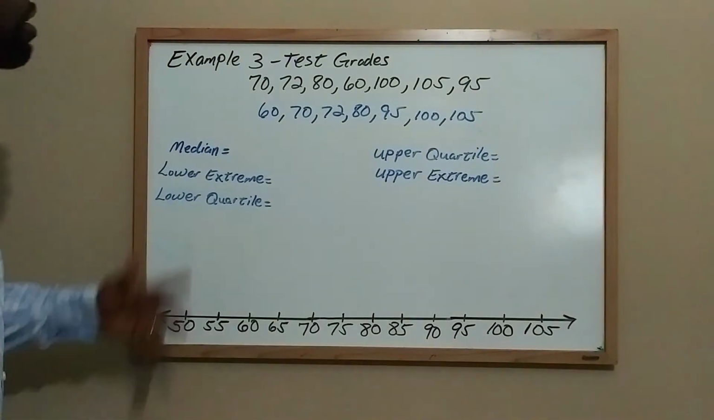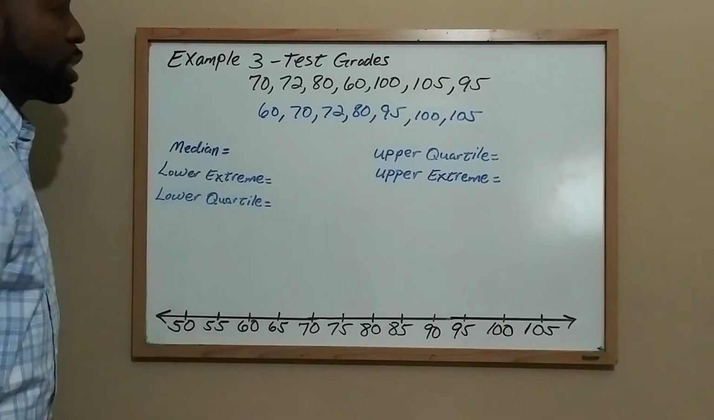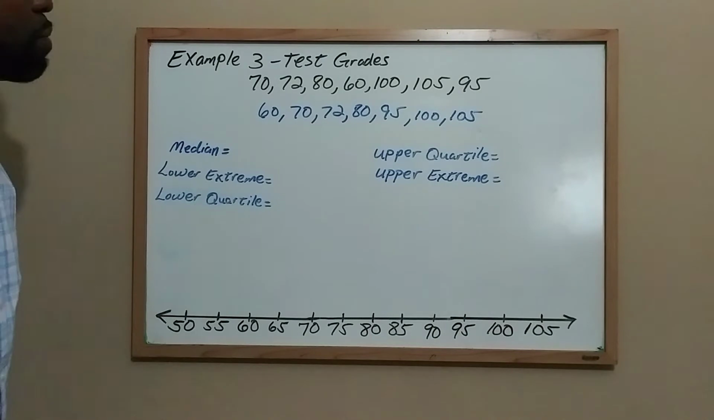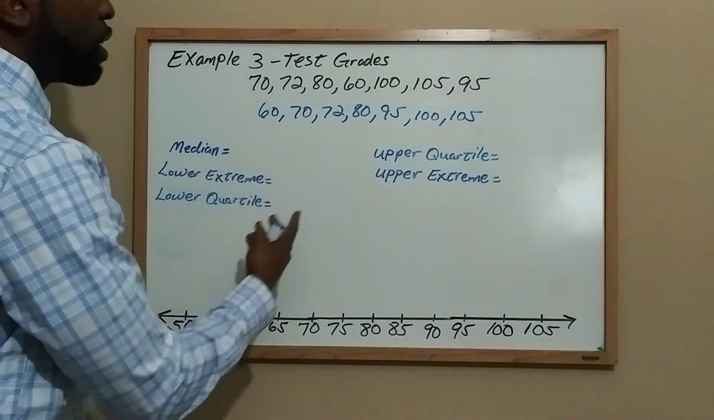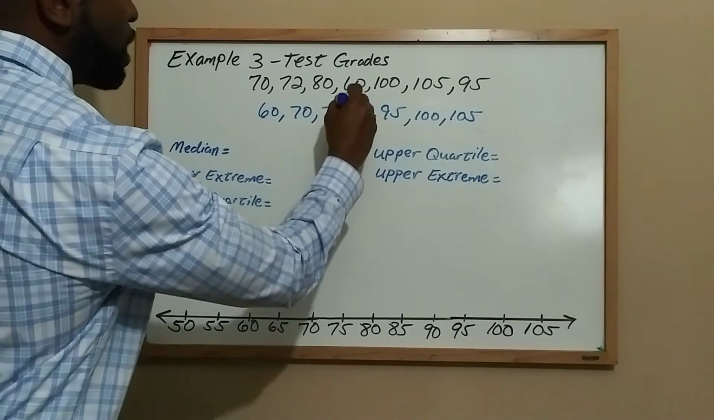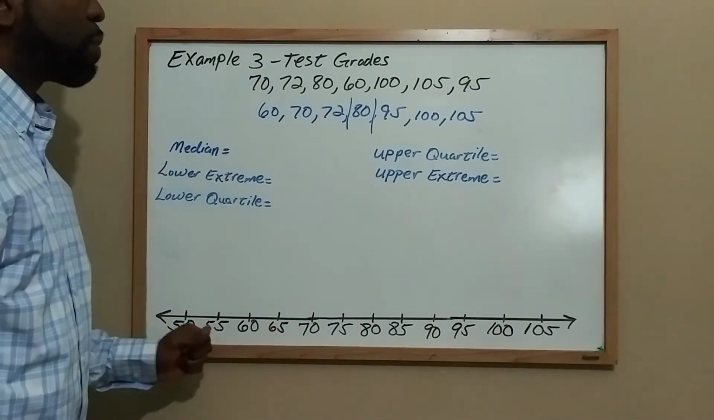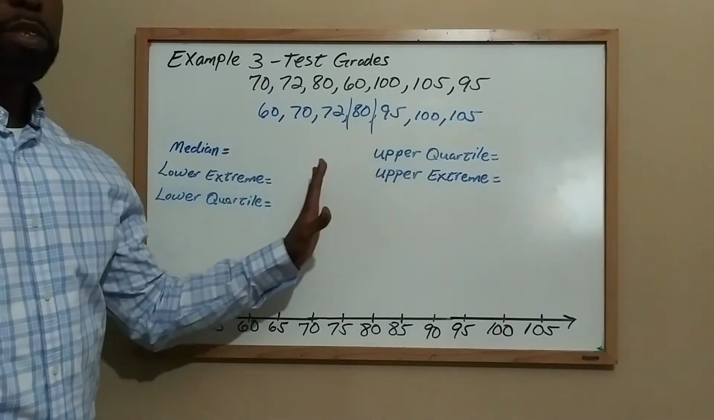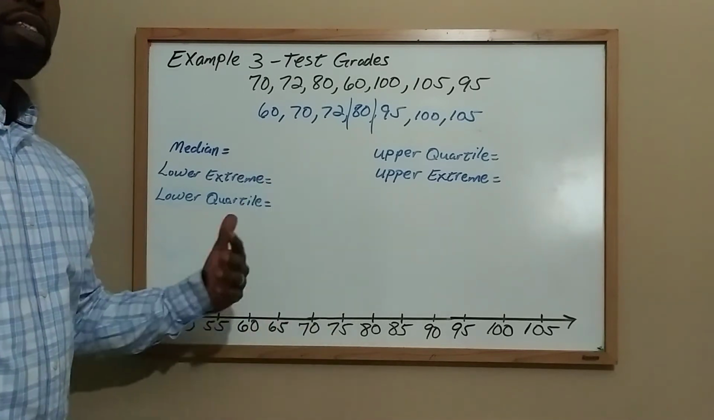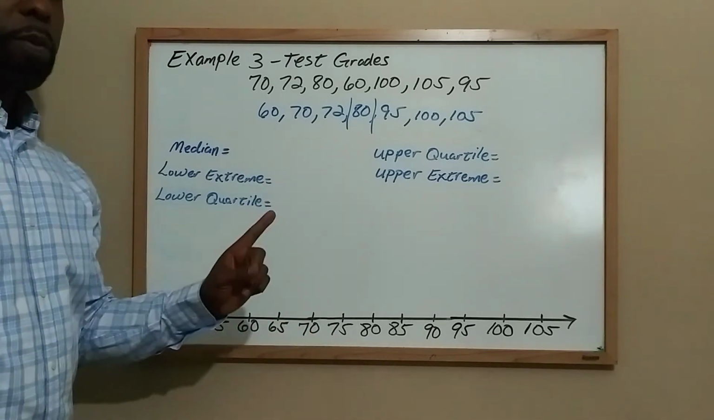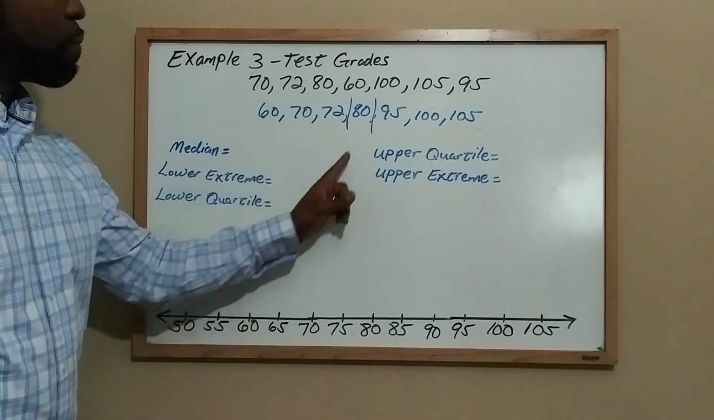Alright, so the first thing we need to find is the median. The median is the middle number. So the middle number for this data set, we can look at this and tell that 80 would be the middle number. Let's check and see if we have the correct middle number. Keep in mind that's 7 numbers, so 7 is an odd number. So that means that we'll have one number in the middle for the median. So the median is 80.